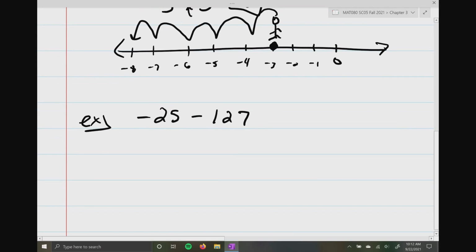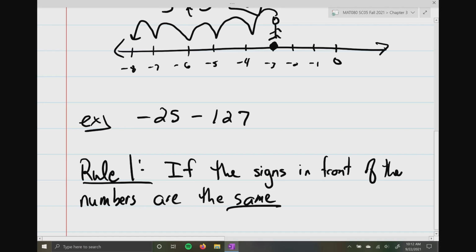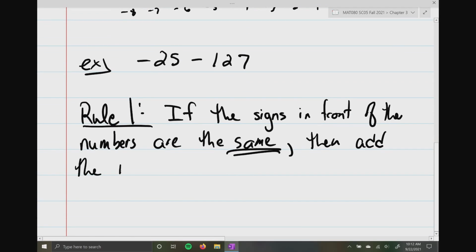All right, and here's our first rule. If the signs in front of the numbers are the same, and that's important, then add the numbers and keep the sign. And that's our rule. That's going to help us out tremendously.